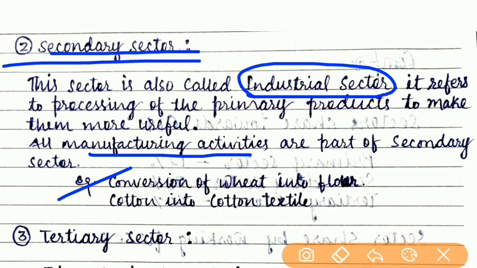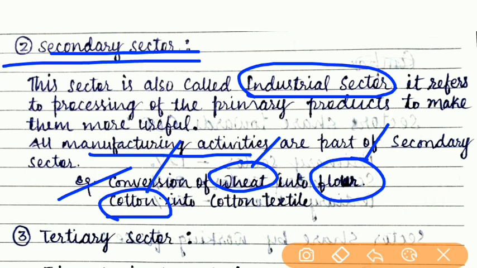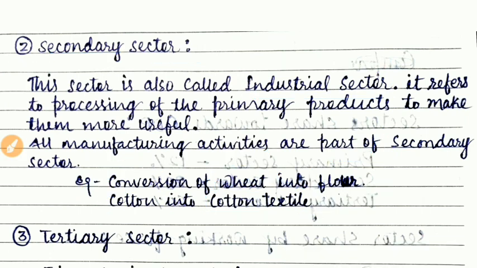There are some examples here, that is conversion of wheat into flour. Here wheat is a primary sector product and flour is the secondary sector product. Similarly, cotton into cotton textile. Cotton is a primary sector product and cotton textile is the secondary sector product. In both of these examples, there is a conversion from primary sector to secondary sector.